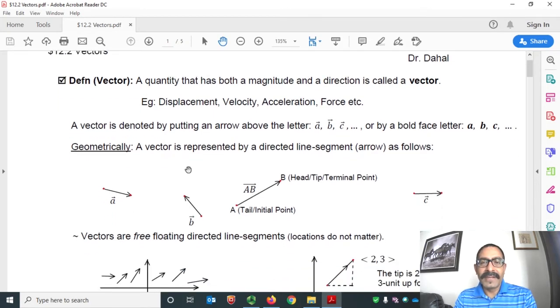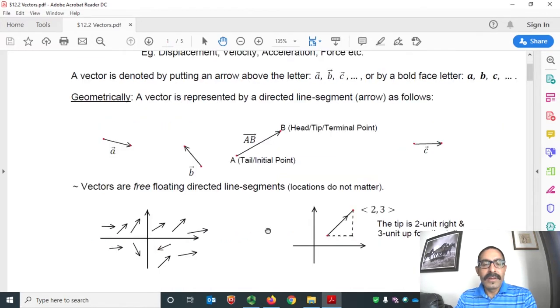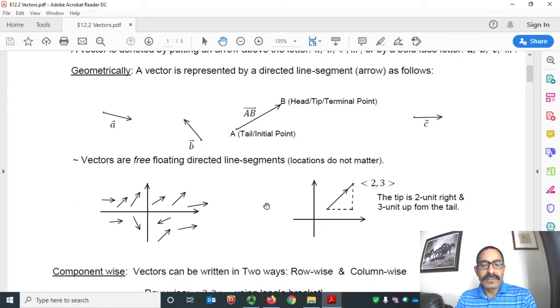Geometrically, a vector is represented by a directed line segment as follows. This is the vector A, which starts from here and goes in this direction. So this is the directed line segment. Vector AB starts at A and ends at B. So B is called the head, tip, or terminal point, and A is called the tail or initial point of the vector. Vectors are free floating directed line segments, so locations do not matter.